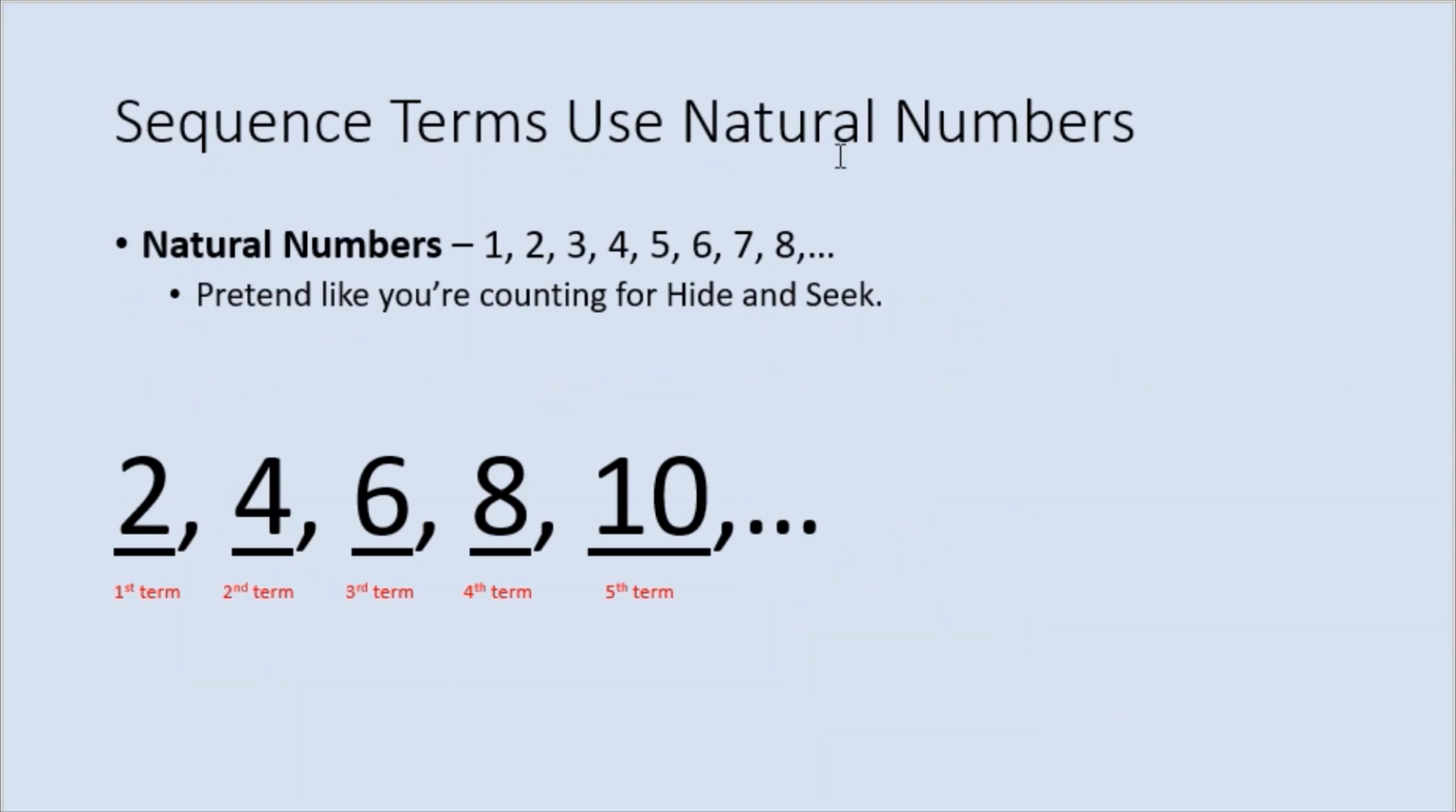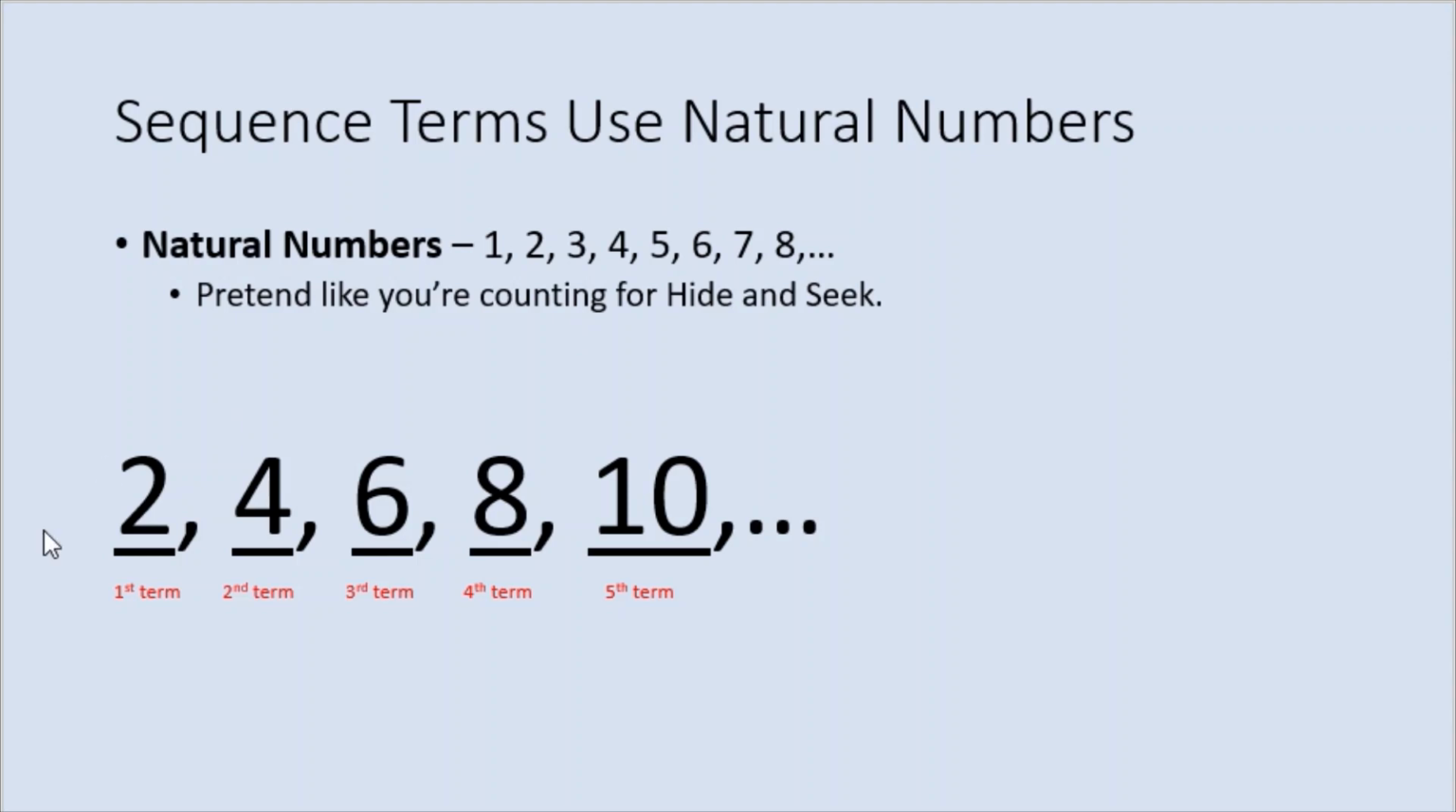Sequence terms use natural numbers. What are the natural numbers? Pretend like you're counting for hide and seek. You would start at 1 and continue on. 1, 2, 3, 4, 5, 6, 7, 8. Maybe you're counting to 20. Maybe you're counting forever. I don't know what kind of game of hide and seek you're playing.